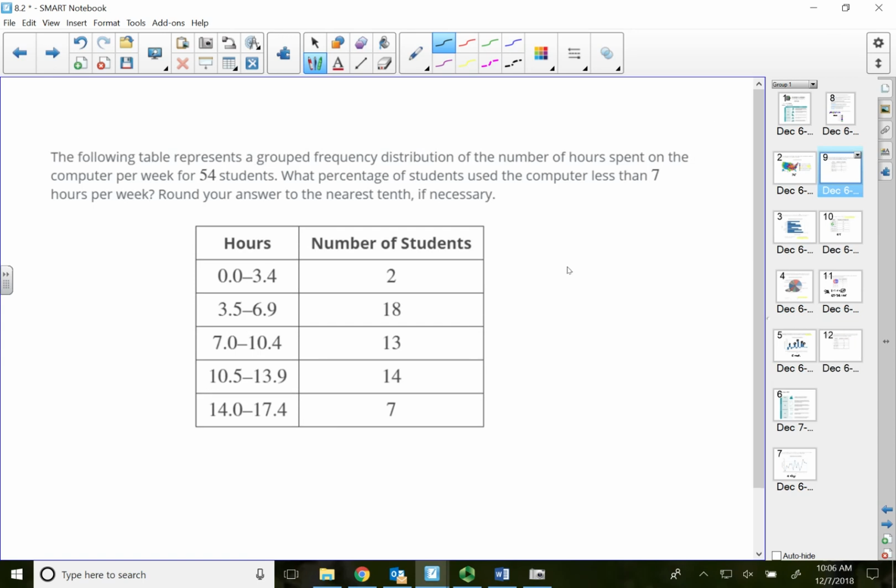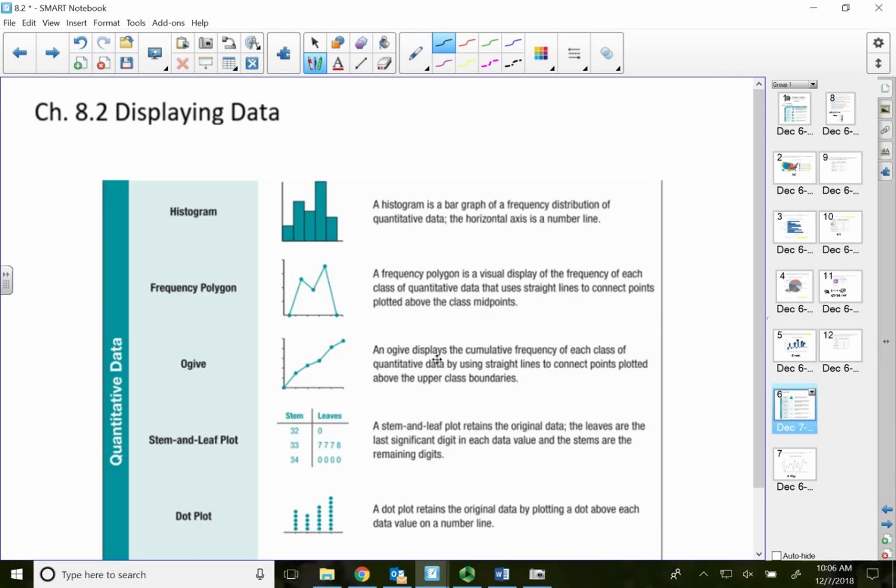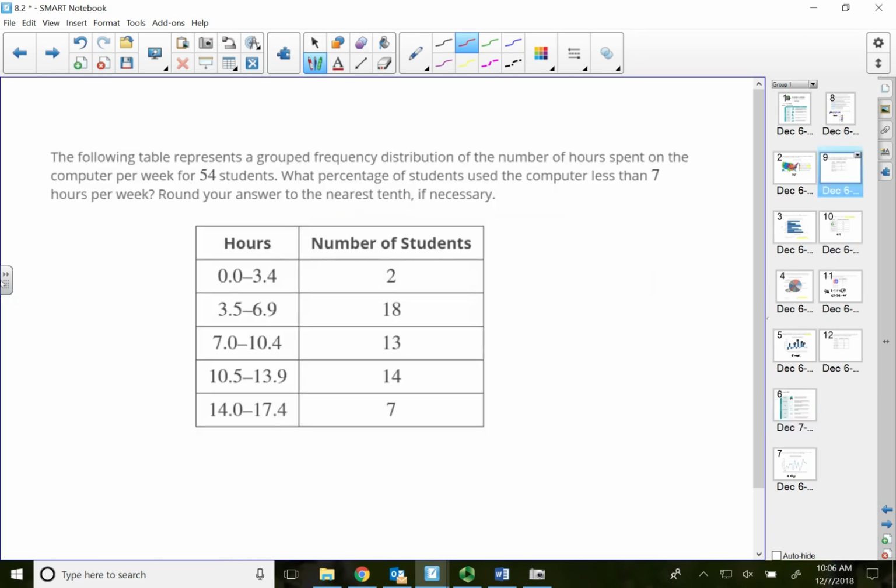Now the purpose of class boundary is to help us connect each bar on the histogram. That's why a histogram has no space between the bars, because the numbers that we put between each bar are the class boundaries. Let's come back to do this problem.